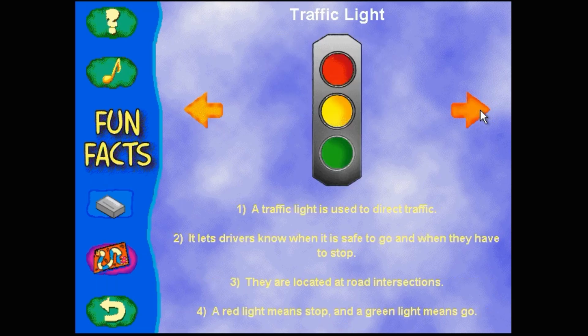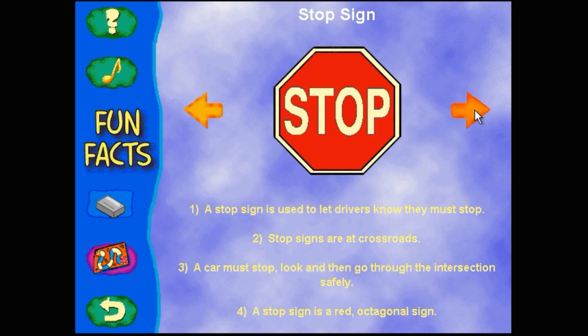Traffic light. A traffic light is used to direct traffic. It lets drivers know when it is safe to go and when they have to stop. They are located at road intersections. A red light means stop and a green light means go.